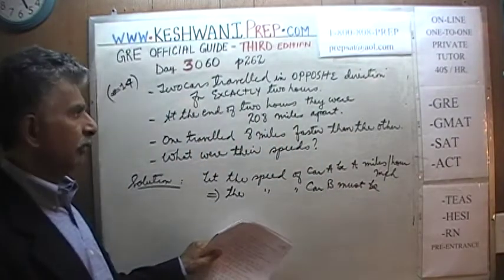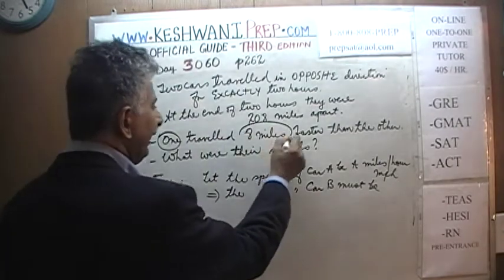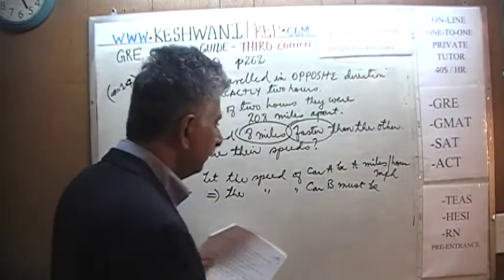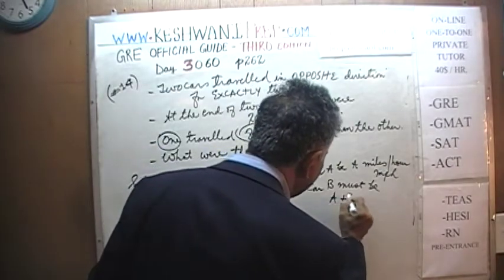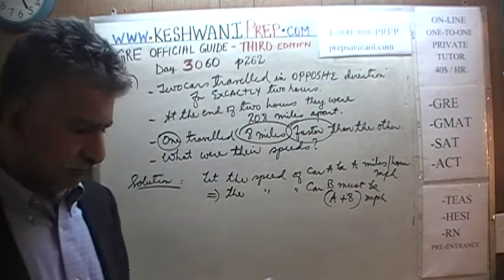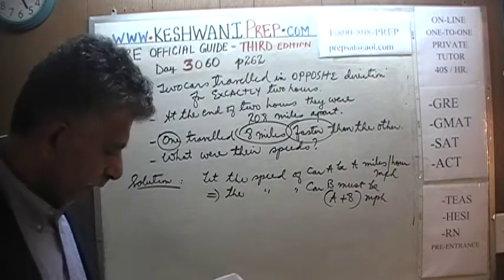must be what? Well, we are told that one car traveled 8 miles per hour faster than the other. So if car A is going at a miles an hour, car B must be going a plus 8 miles per hour. So far so good? Very good.